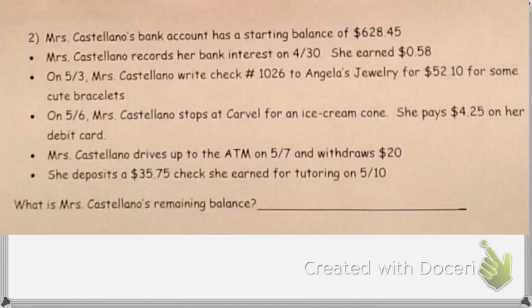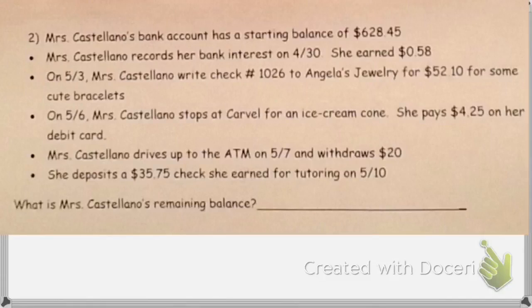Question number 2 says Mrs. Castellano's bank account has a starting balance of $628.45. Mrs. Castellano records her bank interest on 4/30, and she earned $0.58. On 5/3, Mrs. Castellano writes check number 1026 to Angela's Jewelry for $52.10 for some cute bracelets. On 5/6, Mrs. Castellano stops at Carvel for an ice cream cone. She pays $4.25 on her debit card. Mrs. Castellano drives up to the ATM on 5/7 and withdraws $20. She deposits a $35.75 check that she earned for tutoring on 5/10. What is Mrs. Castellano's remaining balance?